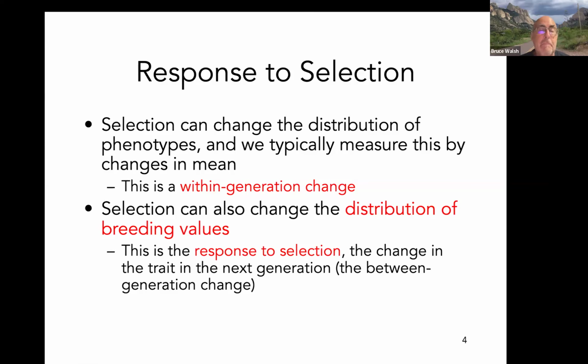But the bottom line is that a within generation change is caused by selection. A between generation change, a response to selection, is caused when selection changes the distribution of breeding values. I choose large parents. If those large parents also have large breeding values, that is, their breeding values for height are above zero, then their offspring will improve in the population. If when I choose large parents, their breeding values are zero, the population won't improve. And we'll quantify that in a second.